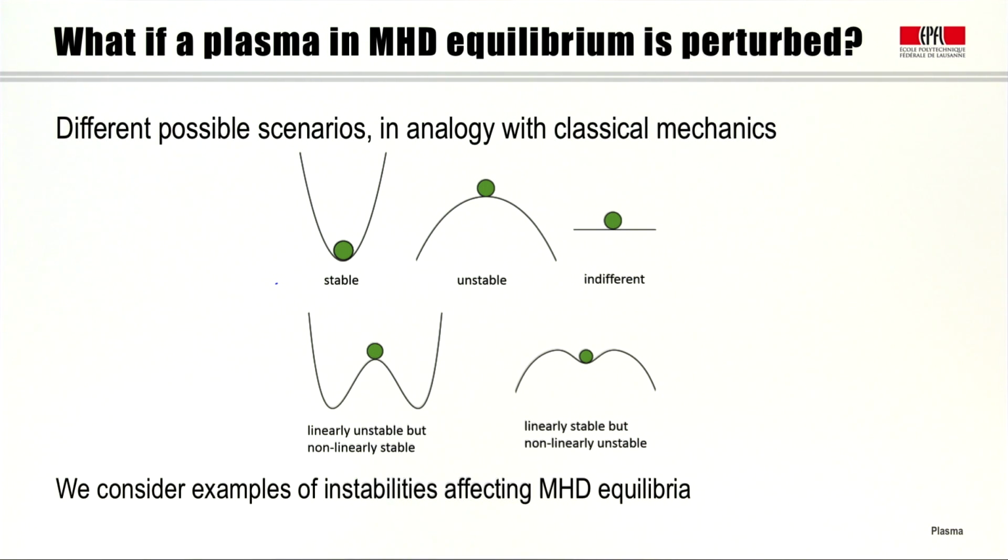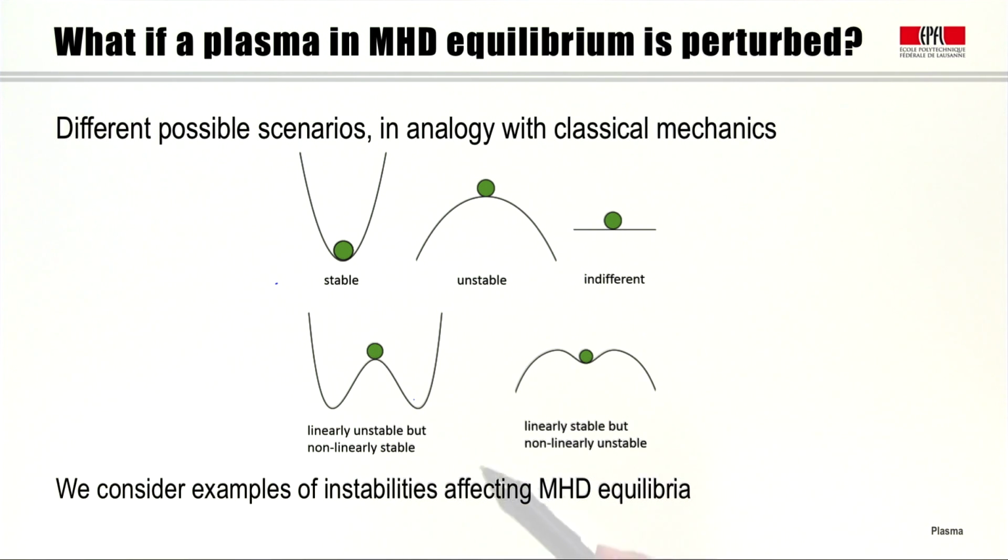For instance, we have a case here where our system sits at the top of the hill in a potential energy, but in fact we notice if our equilibrium is perturbed, the system will roll down the hill and it actually will not go very far because it will drop at the bottom of a potential well here. And this is another situation of equilibrium. So this system is really linearly unstable, but in the end it will be non-linearly stable.